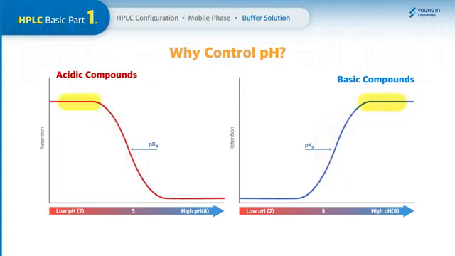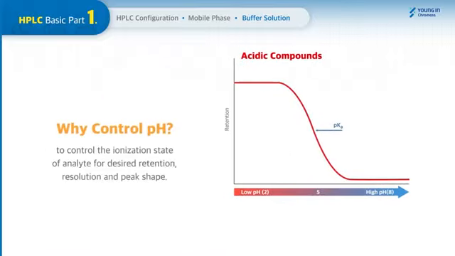At low pH, acids will be more retained, whereas bases will be more retained at high pH. This is why the pH of the mobile phase has to be correctly adjusted to control the ionization state of the analyte for desired retention, resolution, and peak shape.